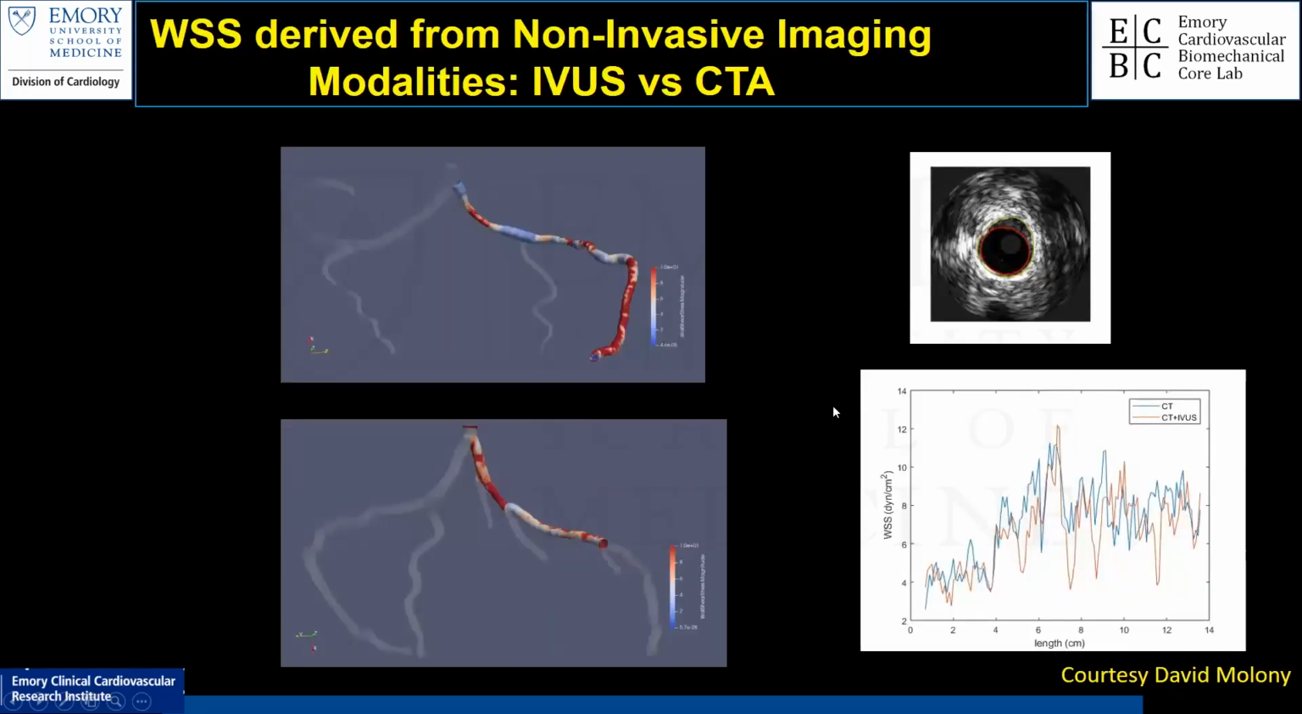Now, for a truly useful clinical tool, we need shear stress to be derived quickly, but ideally non-invasively as well. And hence, our lab has been working with Dr. Peter Stone and Dr. James Min to improve the accuracy of CT-derived shear stress. Now, obvious challenges are accurate flow derivations, lower resolution with CT, and blooming artifacts generated from calcium.